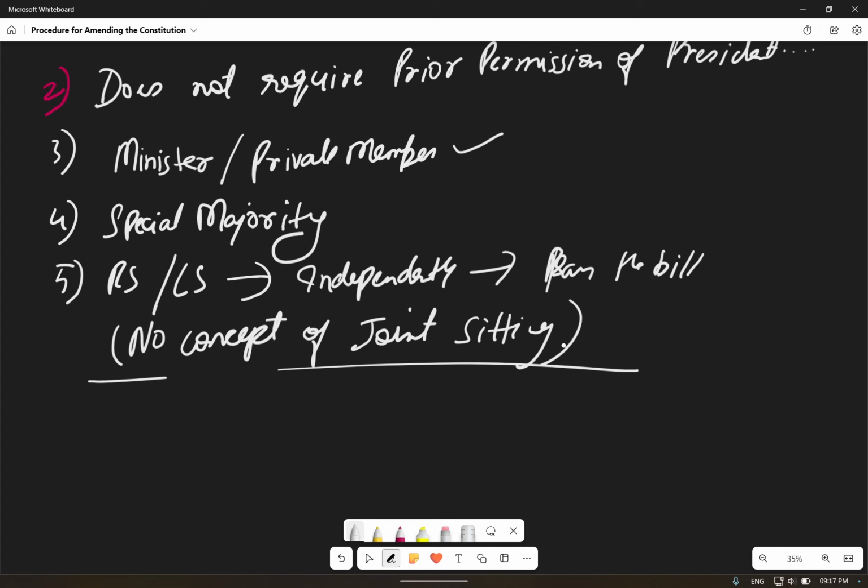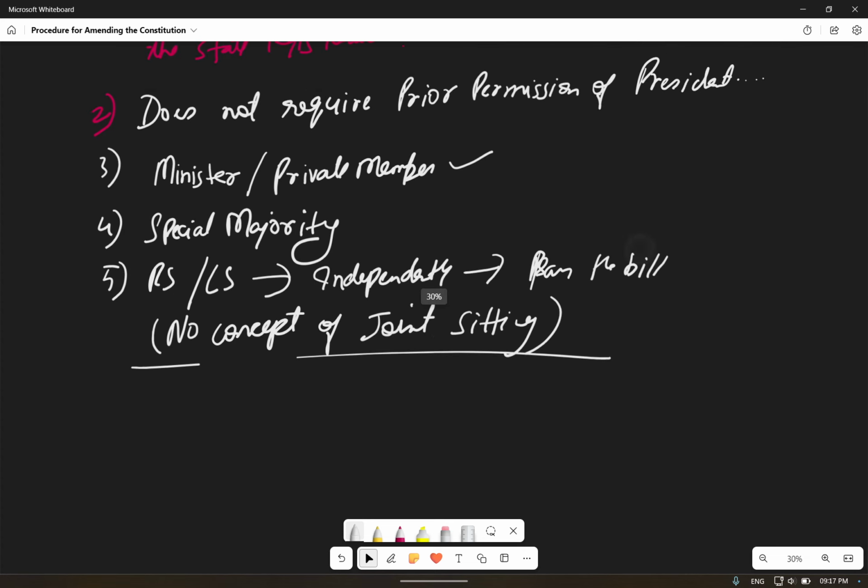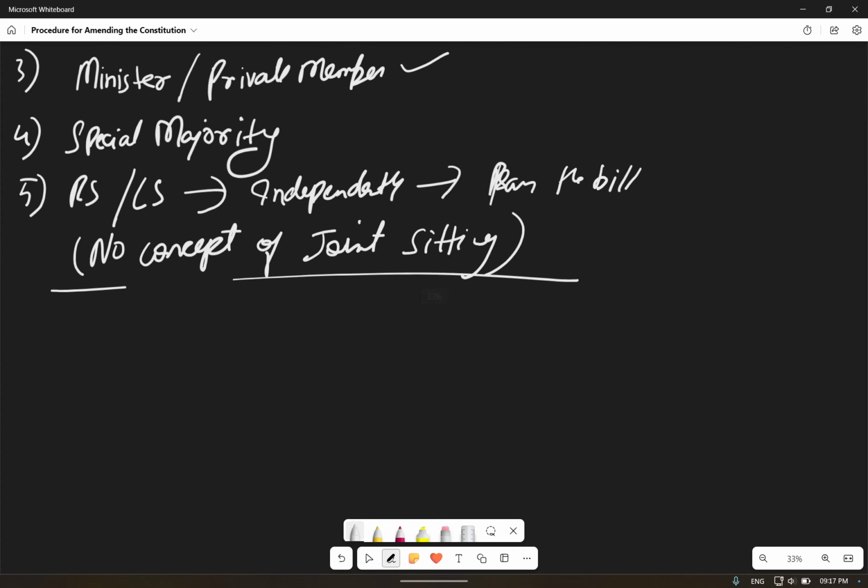You have to pass it within your own house, and it must be passed by both houses. And if the bill seeks to amend the federal feature of the constitution, that is the third one that I have shown you: amendment of the constitution can be by a special majority with a ratification, 50% ratification of the states, and another one was passing by a simple majority. When this simple majority case will occur, we'll see now.